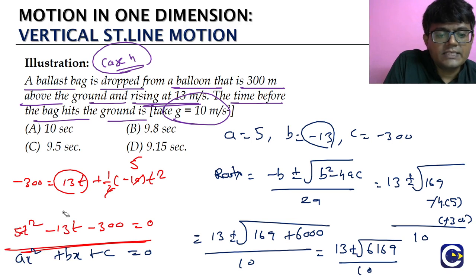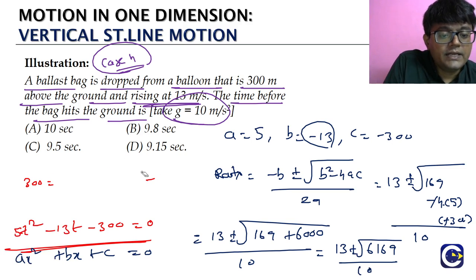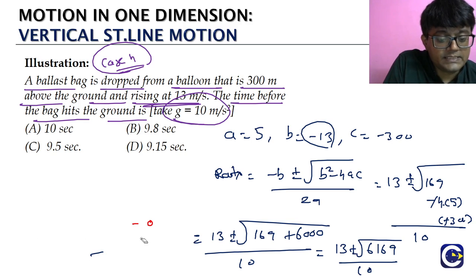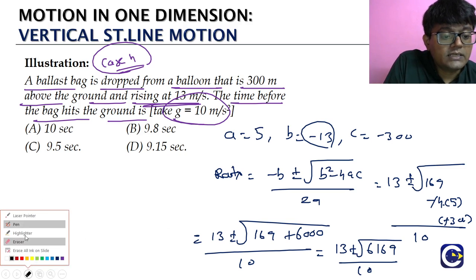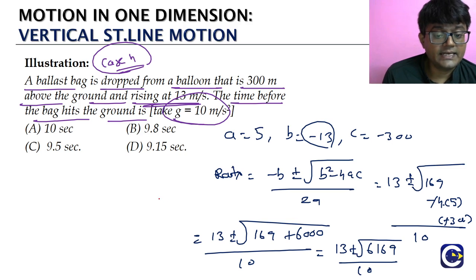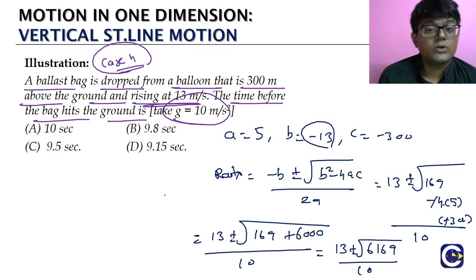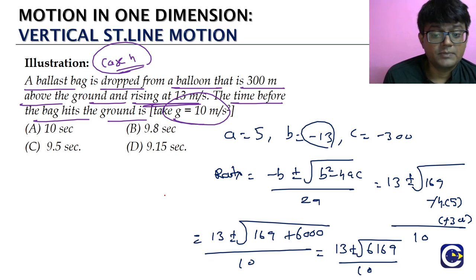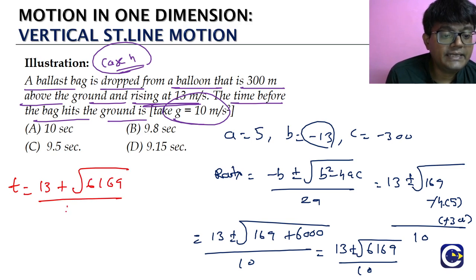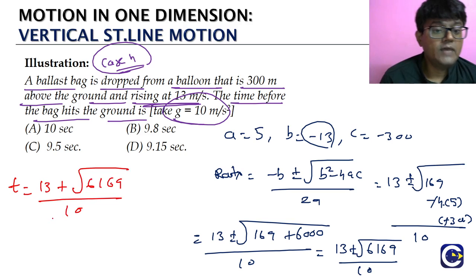Root of 6169, this value will be definitely more than 13. If you take the two roots, one root will be 13 plus root 6169 by 10, the other is 13 minus. If you do 13 minus, the time is going to come out negative, which is not acceptable. So the acceptable value of time is 13 plus root 6169 by 10. This is the acceptable value for the root.